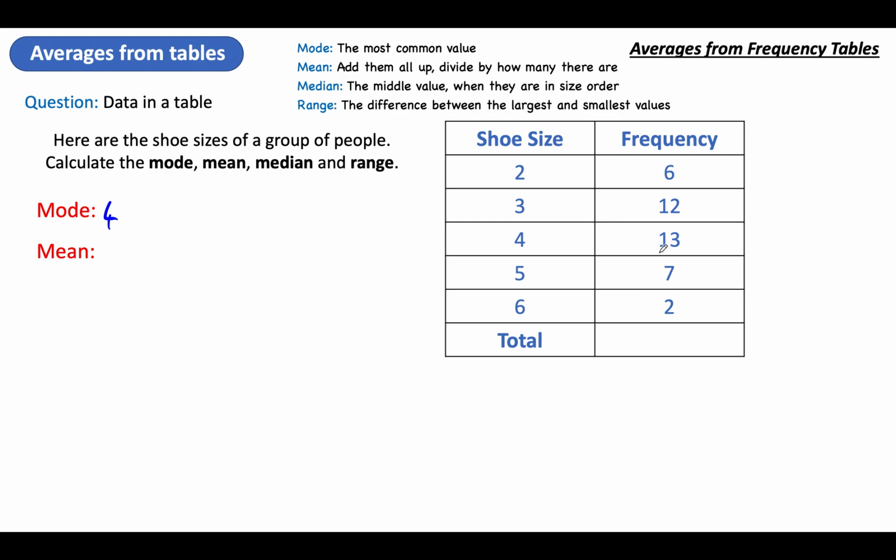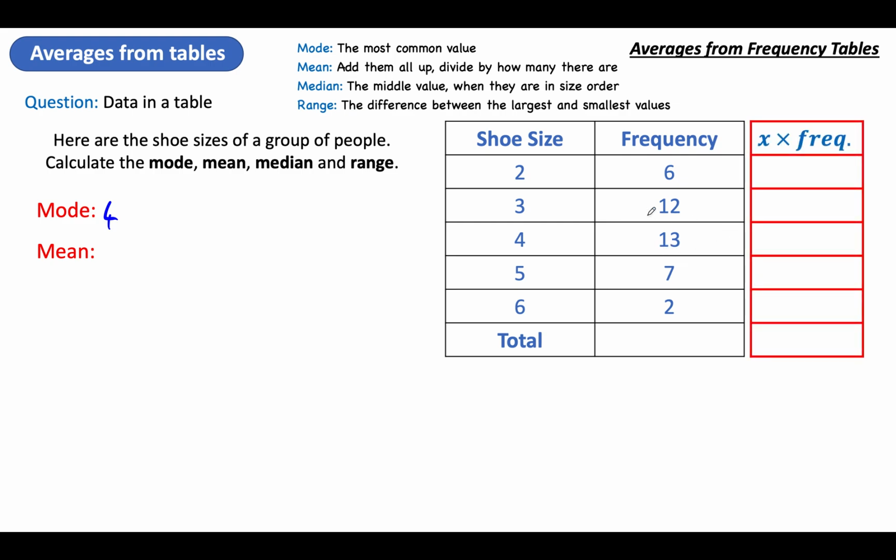The mean. You need an extra column to do your subtotals. Remember, there are 6 people with size 2. That's 6 lots of 2, which is 12. There are 12, well, not add, that's times, 12 lots of people with shoe size 3. Well, that's 36. 4 lots of 13 is, of course, 52. Pays to know your 13 times table. 5 lots of 7 is 35. And then 2 lots of size 6 is obviously 12. Okay, then you need to add those up to get the total of the shoe sizes.